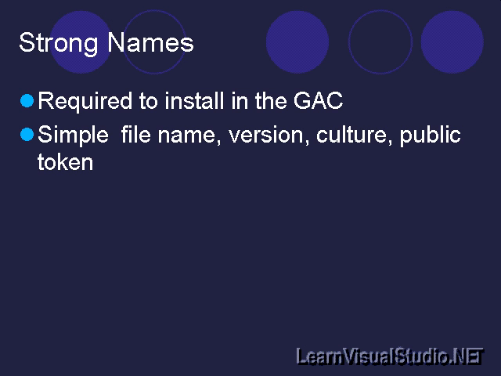So as I mentioned earlier, one of the requirements of using the GAC is that the assemblies that you put in there have to have what's called a strong name. A strong name basically just means that your assembly has four attributes. It's got a file name, or a simple name, which is just the file name minus the file extension. It's got a version. It's got some culture information, and it's got a public key token. And I'll show you what all this looks like in an assembly in just a moment.